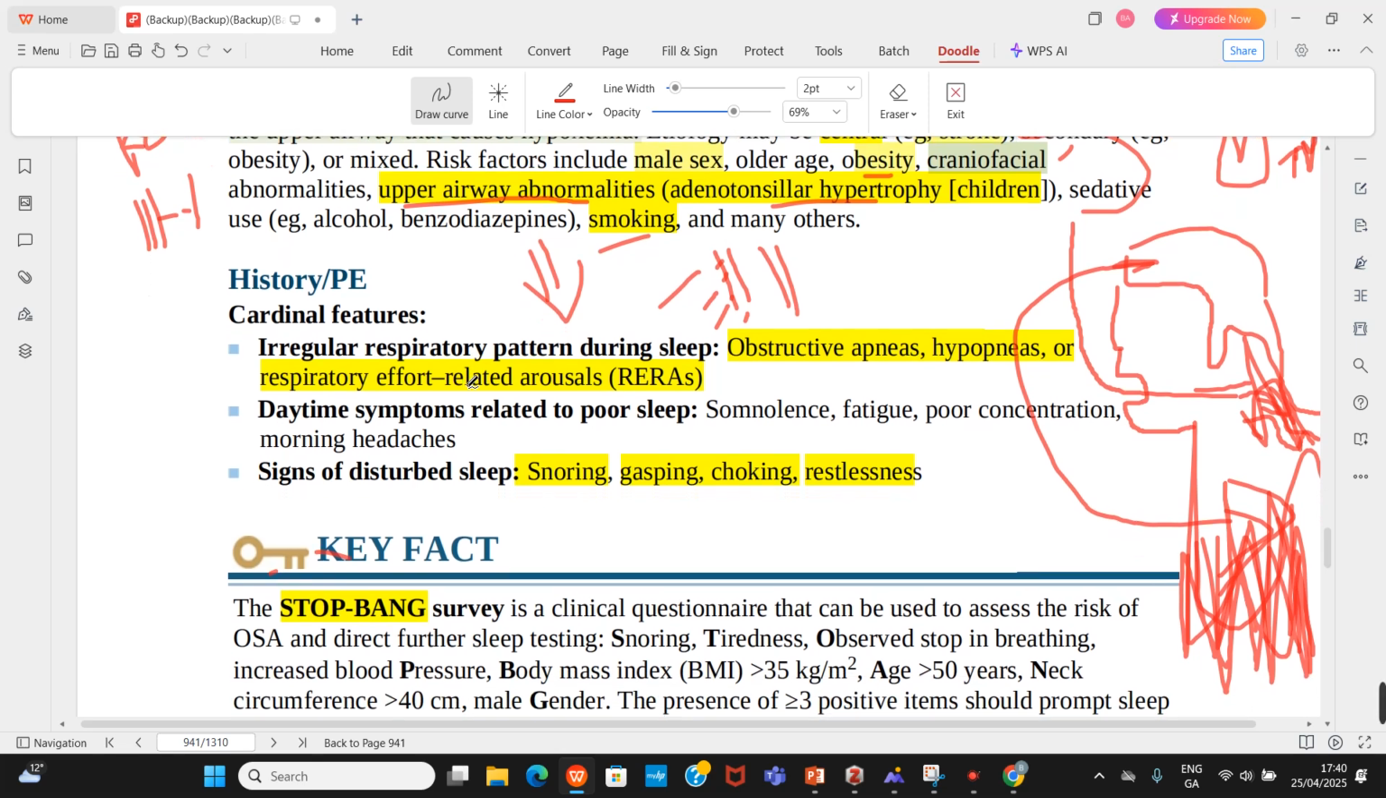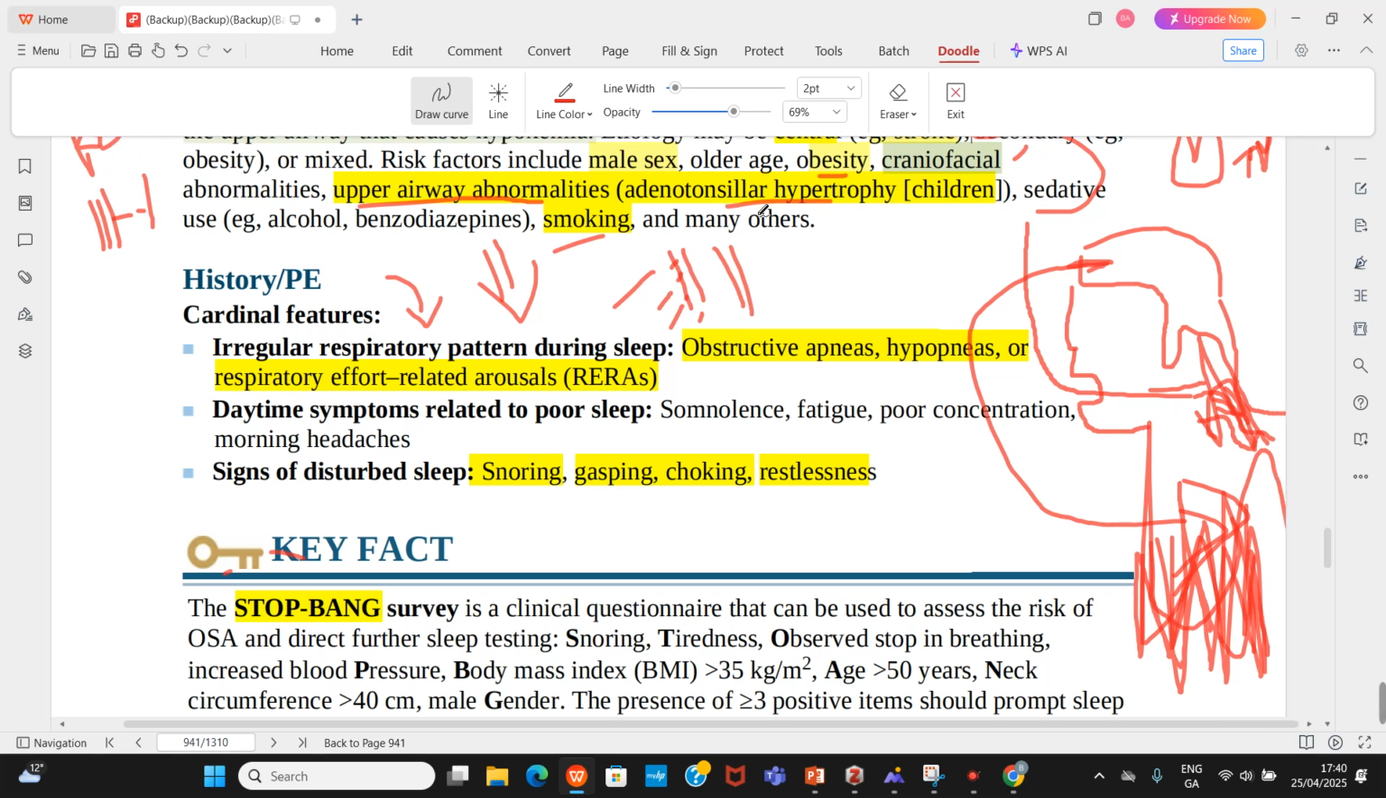Now, to make the diagnosis, there is a machine that we use that we call the polysomnograph. What that polysomnograph is going to do is measure some respiratory patterns during sleep. We connect the machine to the person as they sleep, and we get the results from the machine. So what the machine is going to show us would be episodes of apneas, episodes of hypopneas, and episodes of RERAs, which is respiratory effort related arousal.